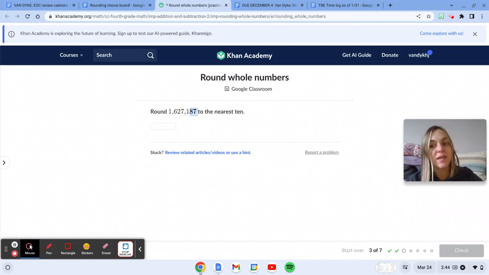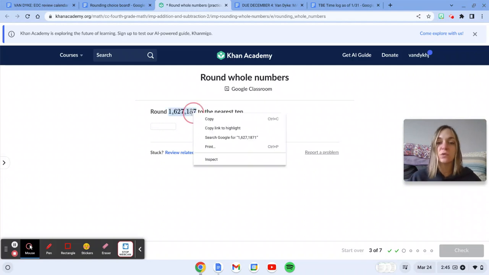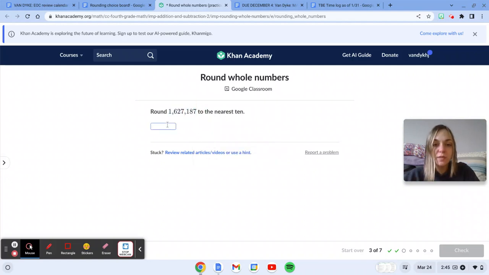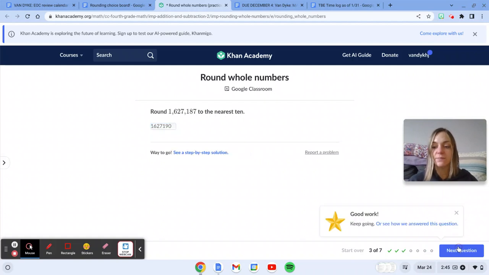Thinking logically, 87. Is that going to be closer to 80? Or is that going to be closer to 90? And we know that it's closer to 90. We can also use the rule 5 or above, give it a shove. This 7 is 5 or above, so that means the 8 is going to be shoved up to a 90. So I'm very carefully typing all of these numbers, changing the 87 to a 90 to get the right answer.